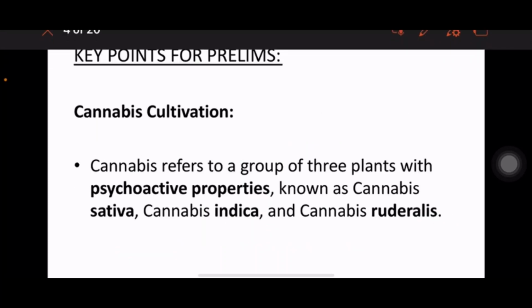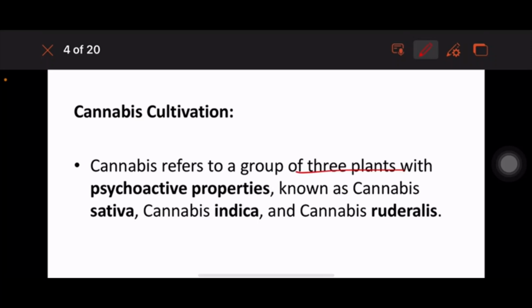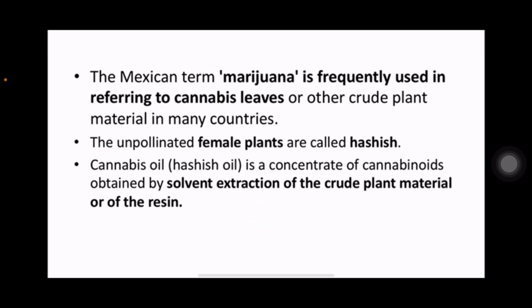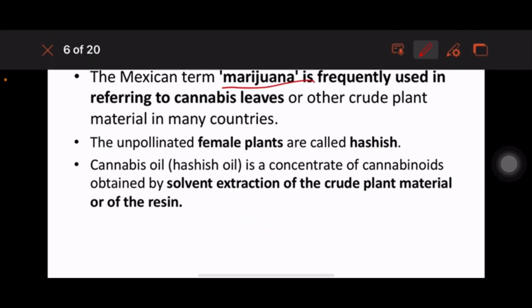Cannabis refers to a group of three plants with psychoactive properties: Cannabis sativa, indica and ruderalis. Cannabis is made up of more than 120 components, known as cannabinoids, but experts have a pretty good understanding of cannabidiol and tetrahydrocannabinol. The Mexican term marijuana is frequently used in referring to cannabis leaves or other crude plant material. The unpollinated female plants are called hashish. Cannabis oil is a concentrate of cannabinoids obtained by solvent extraction of the crude plant material.